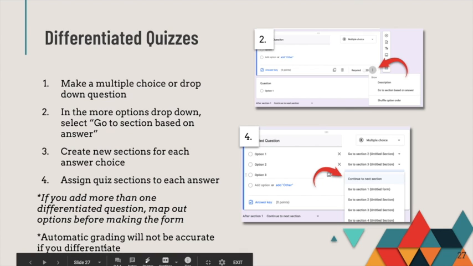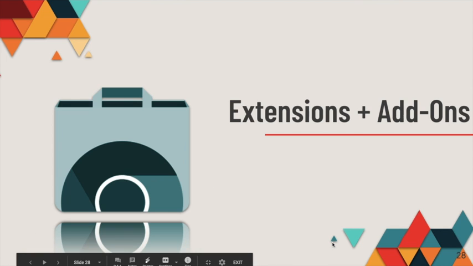And then just a note, you probably shouldn't do automatic grading in a differentiated quiz because it doesn't take into account that they only took one of the options. So if you differentiate on question 1 and there are 3 different paths they could have taken, it will say they missed all the ones that you never even showed them. So I would suggest not doing automatic grading just for this one.